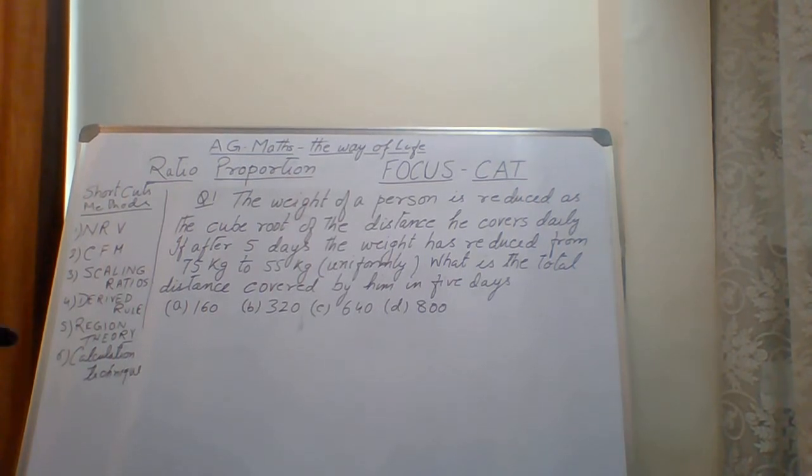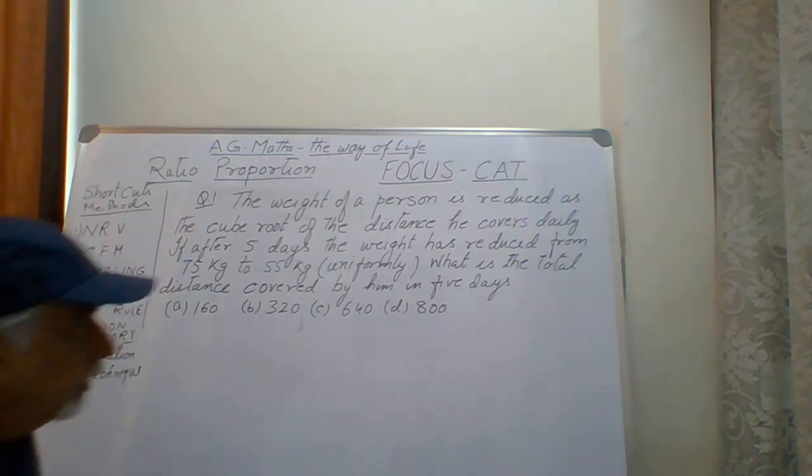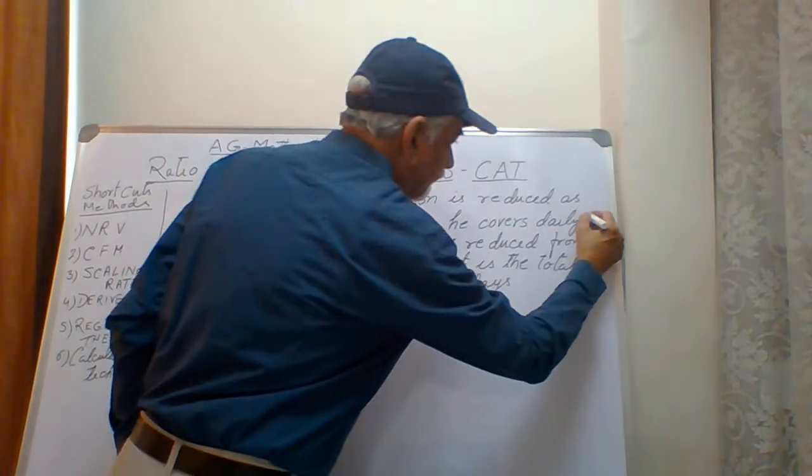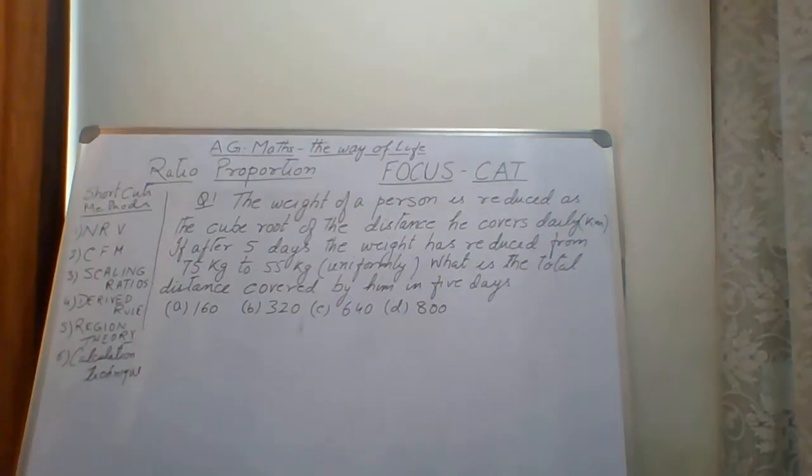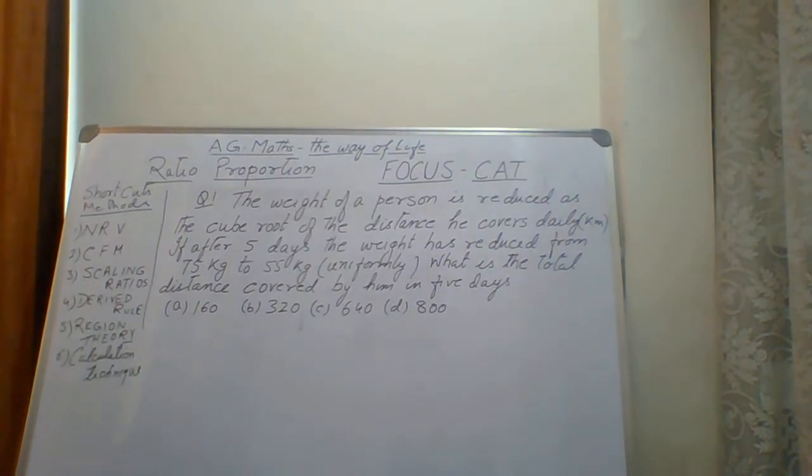This is how you have to prepare yourself for the CAT exam. Now here you see I have put down on the board a question. The question says the weight of a person is reduced as the cube root of the distance he covers daily. The distance is in kilometer, that you have to keep in mind. If after 5 days the weight has reduced from 75 kg to 55 kg uniformly, considering it is uniformly getting reduced, what is the total distance covered by him in 5 days?